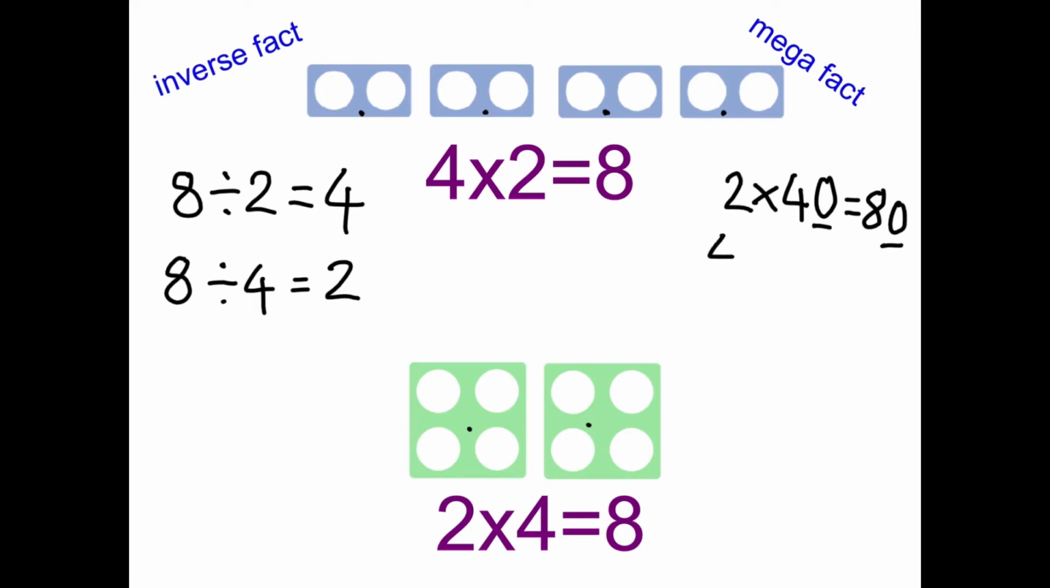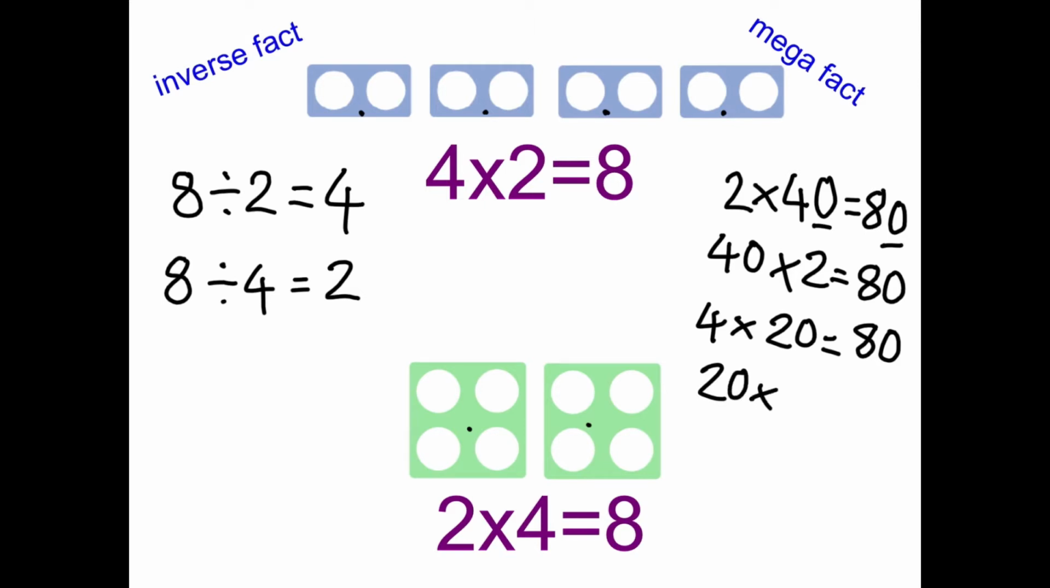And now once you've got one fact, you can turn that one around. 40 times 2 will also be 80. Now let's add the 0 onto the 2 this time. Let's do 4 times 20. So 4 20's would be 20, 40, 60, 80. And then 20 times 4 will be 80.